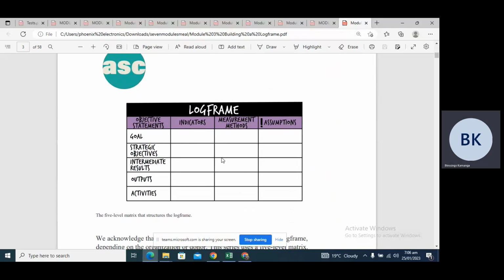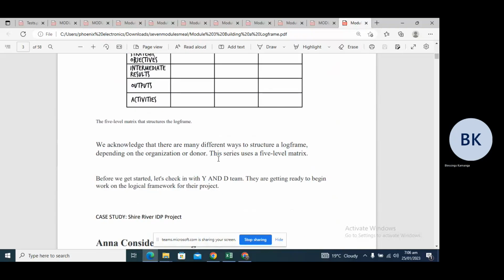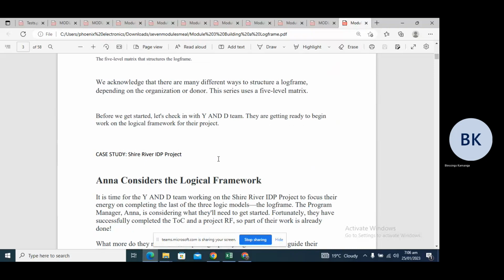So the question that we have to ask ourselves is, what are indicators, what are measurement methods, and what are assumptions? Well, you would ask the question, and I will be answering those questions little by little as we go along.